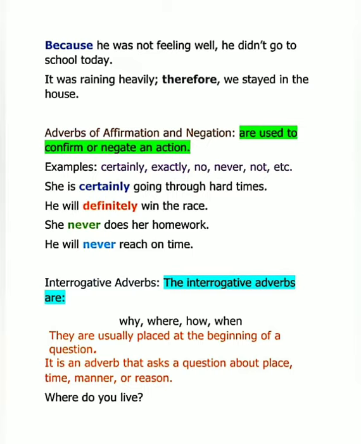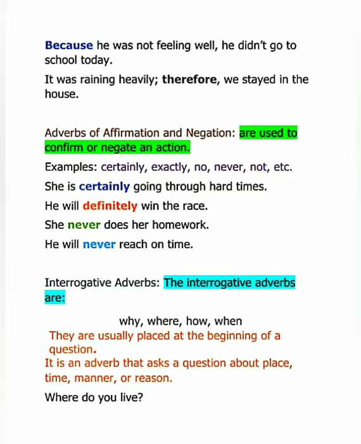Okay, so now interrogative adverbs. Interrogative adverbs are the words used to ask questions about time, place, number, manner, quantity and reason. The examples are when, where, how, why, etc. They are usually placed at the beginning of a question. So it is an adverb that asks a question about time, place, manner or reason.